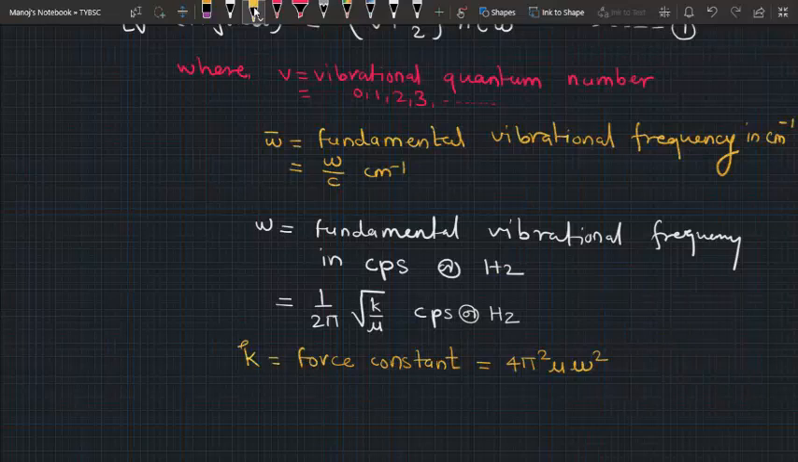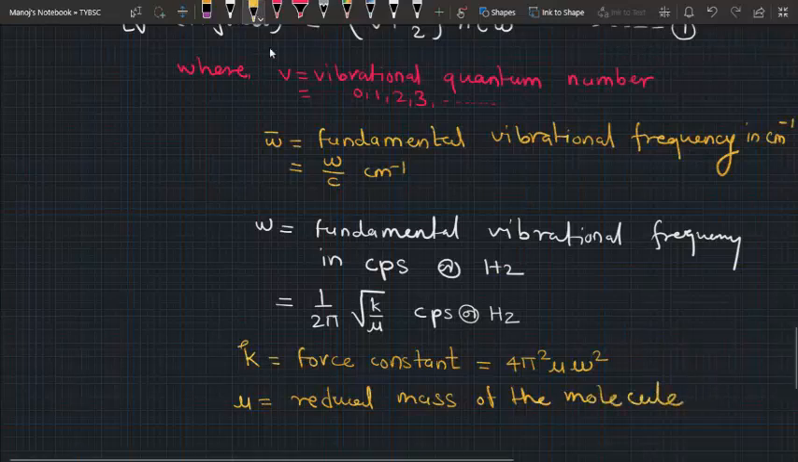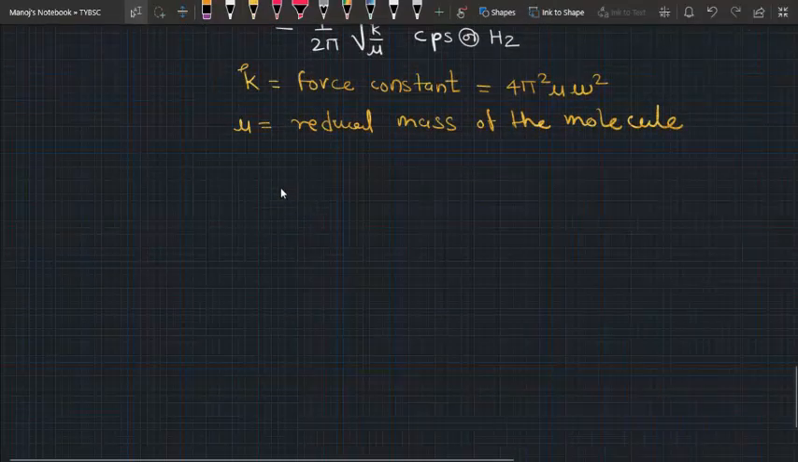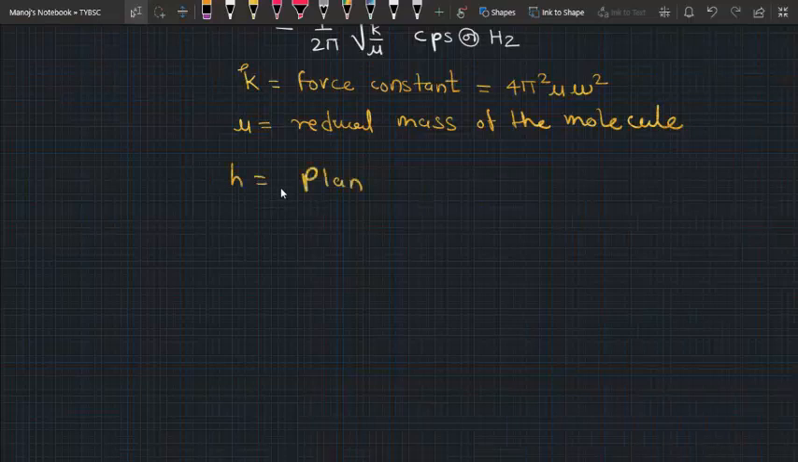Now, this mu is called the reduced mass of the molecule. Okay. Then h is equal to Planck's constant.